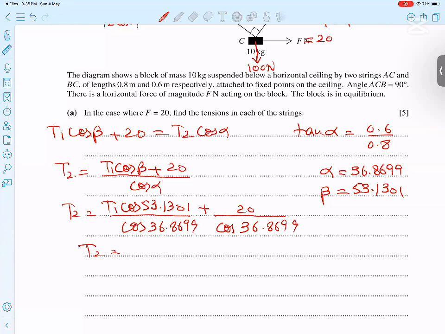So T2 turns out to be what? Cos of this one divided by cos of 36.8699. So this value I'm getting here is 0.75. I type this in my calculator, and T1 is still there. What about the second one? Check it: 20 divided by cos of 36.8699. This value I'm getting is 25. Equation number one done. Okay.